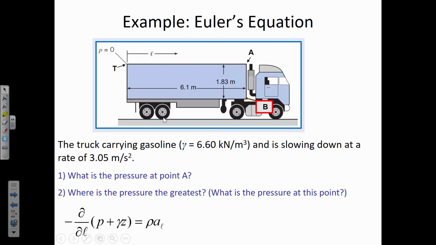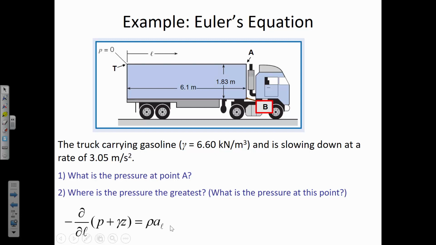So it looks like the truck is moving to the right, and it's slowing down. So what does that tell us about the acceleration? Negative. Exactly. So the direction of the acceleration is to the left, and so when we expand out Euler's equation, we're going to need to make sure that the a that we put here is going to be a negative value.